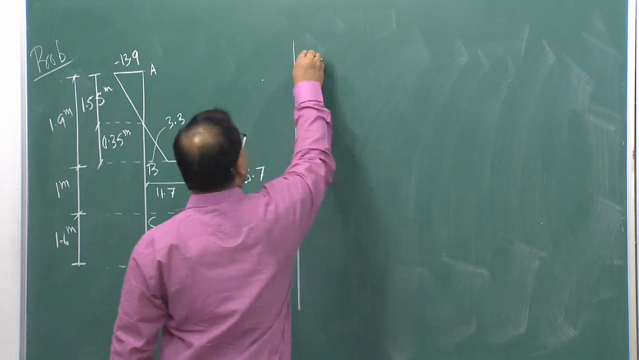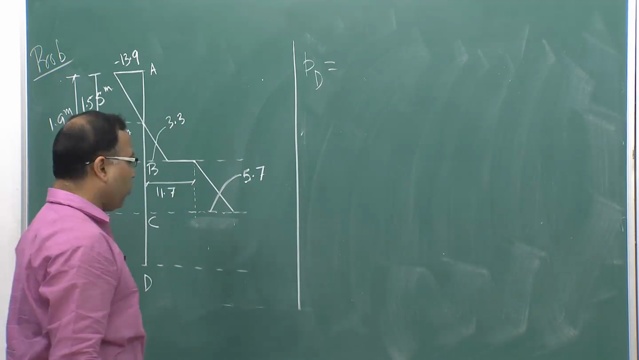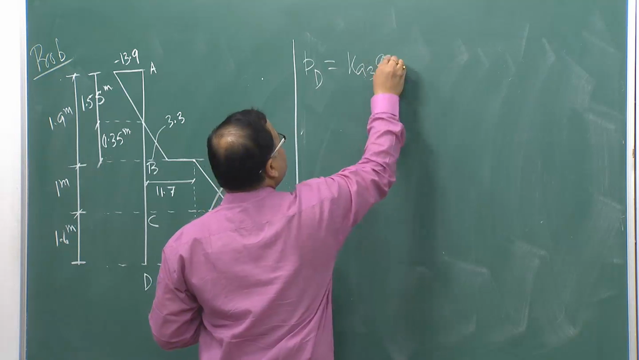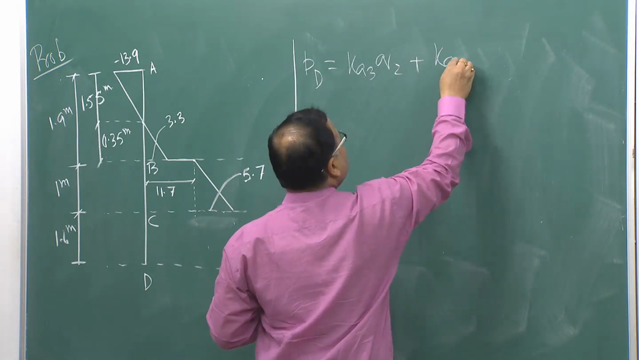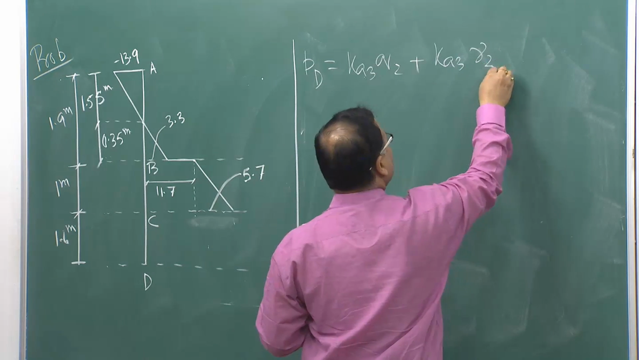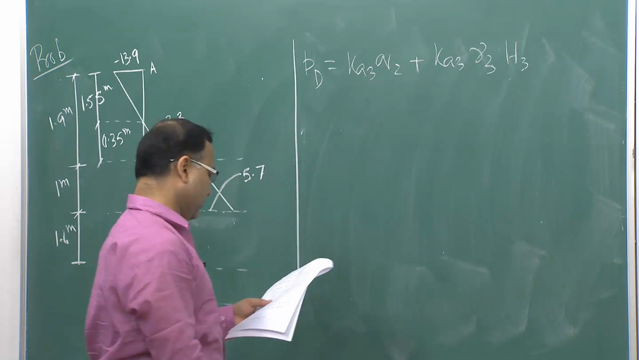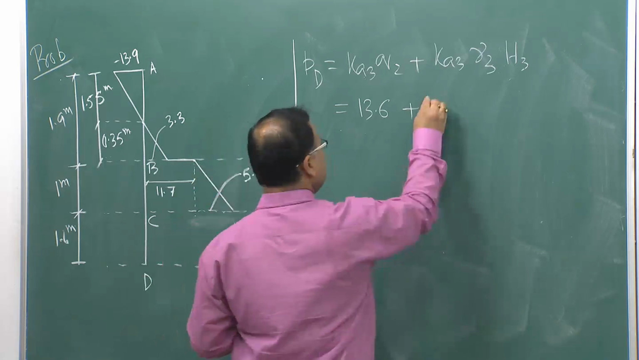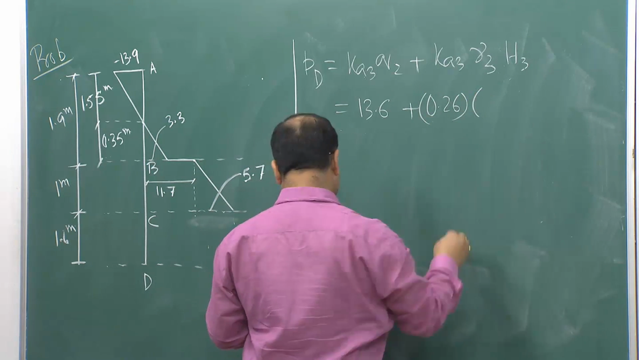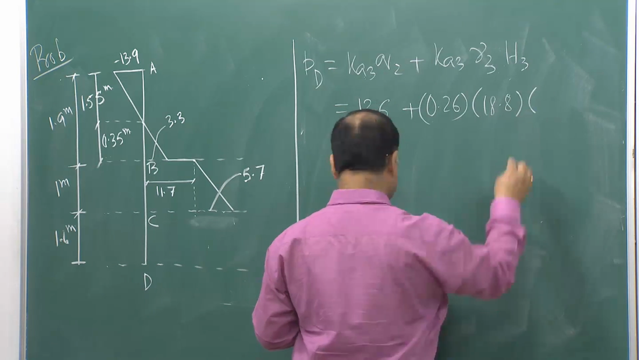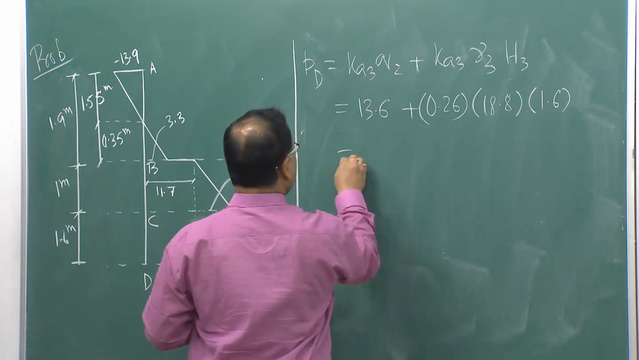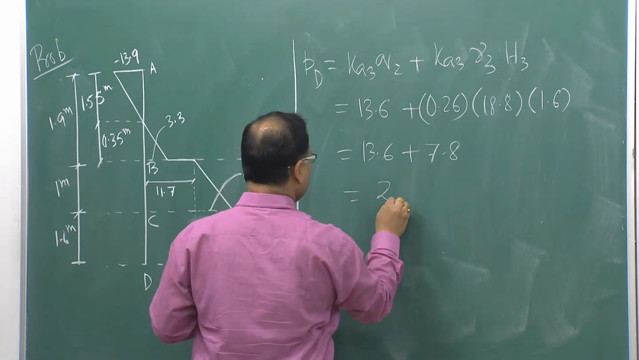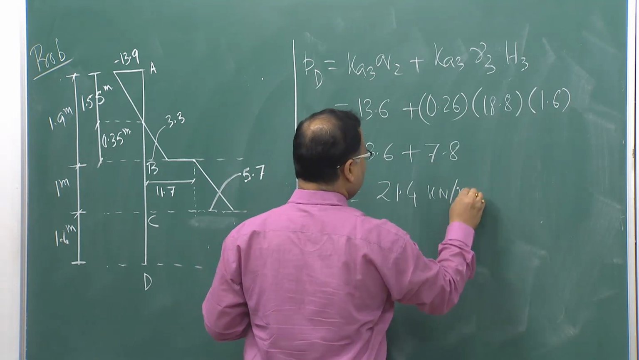Okay. So, similarly, I can find out PD, that is the active earth pressure at point D, that is the bottommost point of the wall. PD is equal to Ka3 Q2 plus Ka3 gamma 3 into H3. So, that is nothing but 13.6 plus Ka3 is 0.26, gamma 3 is 18.8 and H3 is 1.6. That gives me 13.6 plus 7.8 and total is 21.4 kilonewton per meter square.